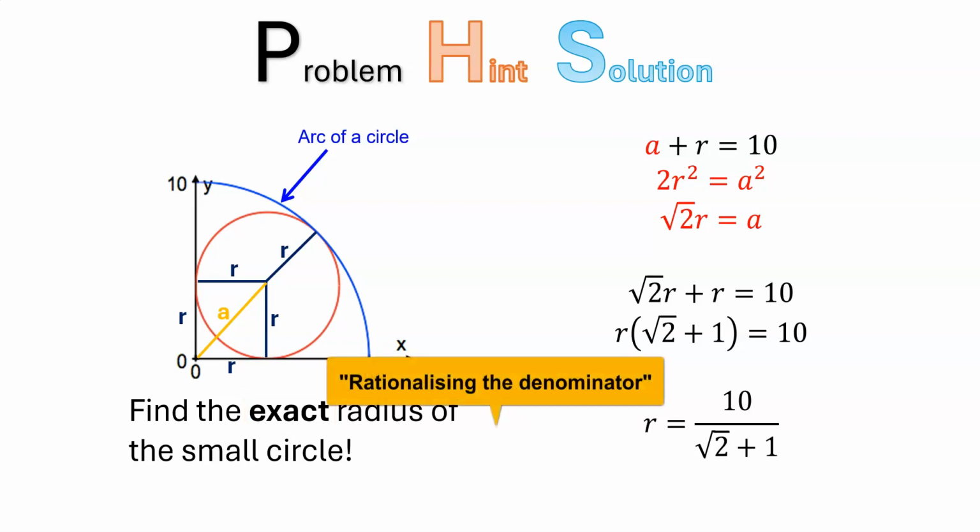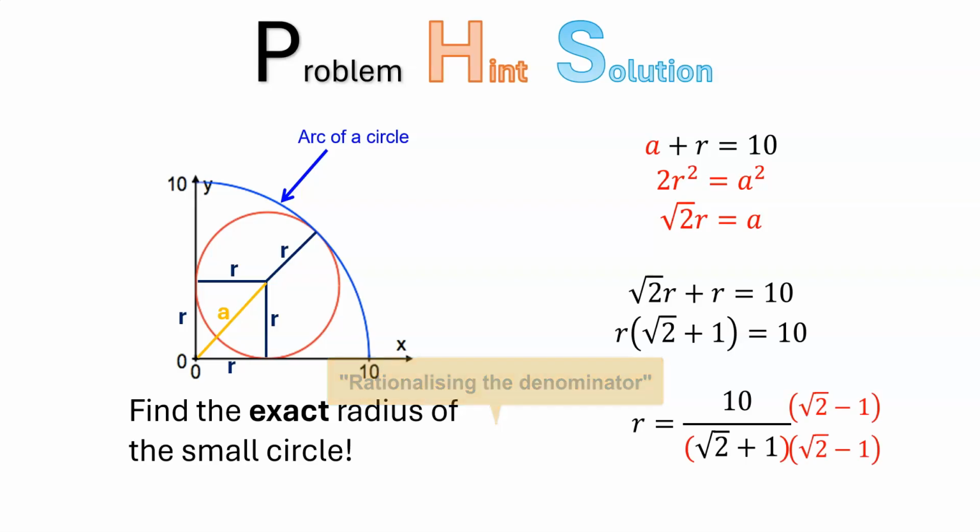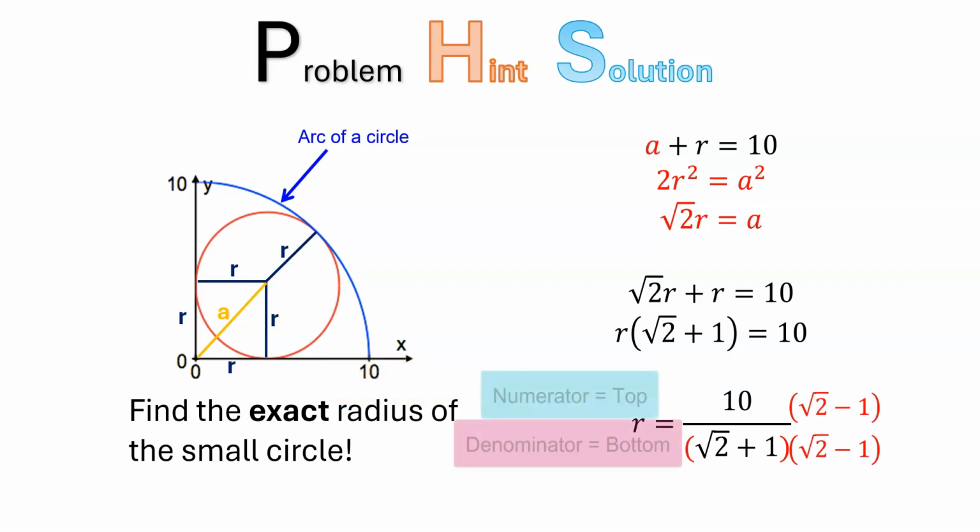One thing we do often like to do though is to rationalise the denominator. And don't worry if you've not met this before, it basically means we don't like these square roots being left on the bottom of fractions. So a little trick for this in this case is to multiply by root 2 minus 1 on both the numerator and the denominator of the fraction.